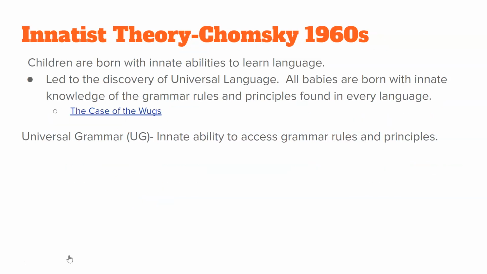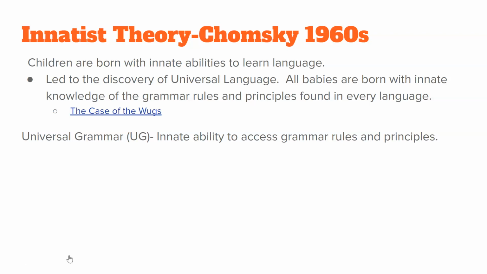Okay, so we've learned about the behaviorist theory and Skinner. We're going to move on to Chomsky in the 1960s with the innatist theory. Okay, so in the innatist theory, Chomsky believed that children are born with innate abilities to learn language. And this led to the discovery of universal grammar, and that is the innate ability to access grammar rules and principles. These are things that are already in babies' brains when they are born. They already have access to these grammar rules.